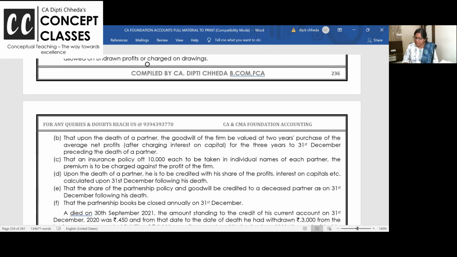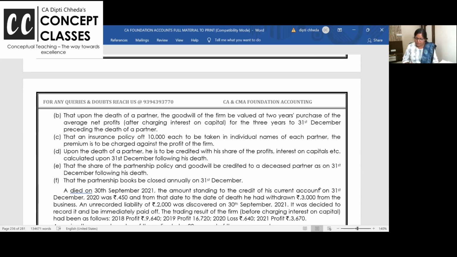Upon death, goodwill of firm is valued at 2 years purchase of average profit of 3 years after interest on capital. So if it is before, you allow the interest on capital. Insurance policy 10,000 each to be taken in individual names of each partner. Premium is to be charged against the profit of the firm. Yes, insurance policy of 10,000 is taken on all the partners, each partner's individual name. Now tell me, dear students, this is joint policy or this is separate policy? This is separate policy because they have taken it on individual names of the partners.